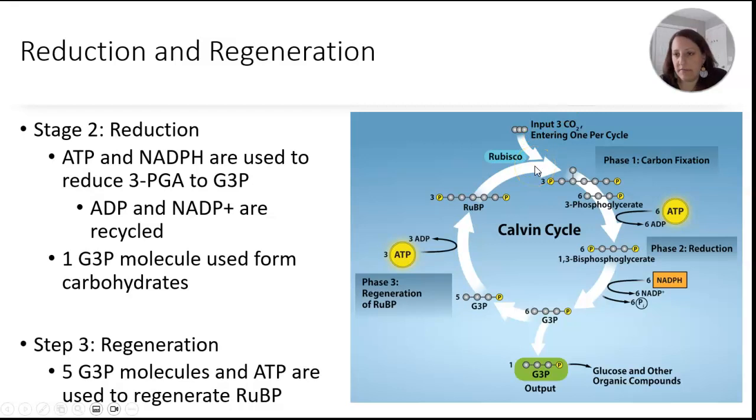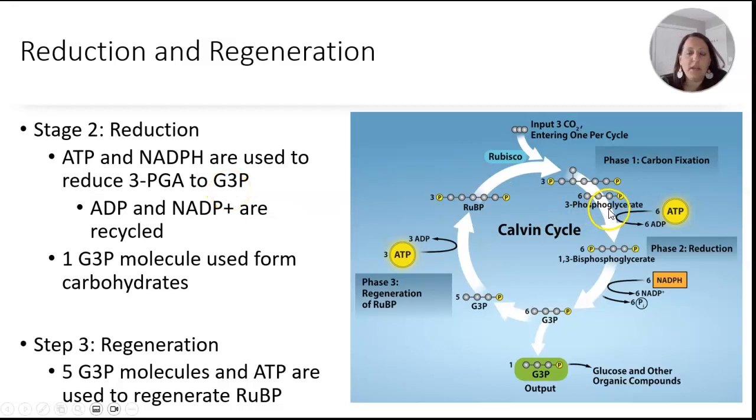Still the same figure. Okay, so we just ended right here with this molecule. Okay, so carbon has been fixed. So carbon from the atmosphere has come in and it's been incorporated into this molecule. So what happens next is step 2. And in step 2, this is called the reduction phase. And so this is where ATP and NADPH, both produced in the light reactions, are going to be used to reduce the 3-phosphoglycerate to G3P.